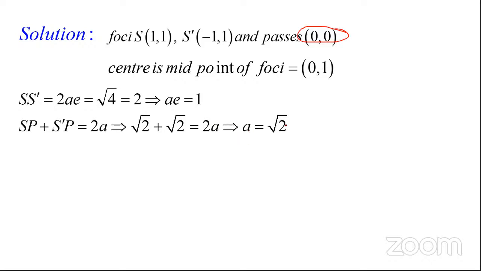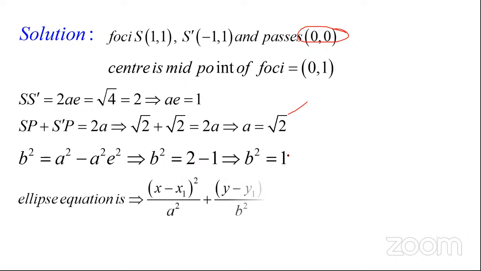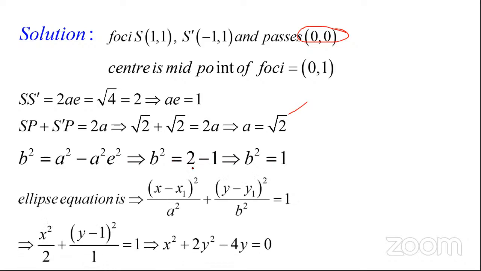So a equals root 2, then b square: we have a greater than b, so b square equals a square minus a square e square, then b square equals 2 minus 1, so b square value is 1. Then the required equation is nothing but (x minus x1) whole square by a square plus (y minus y1) whole square by b square. Then x minus 0 whole square, that is x square by 2 plus (y minus 1) whole square by 1. Just simplify that, then you will get x square plus 2y square minus 4y equals 0. Okay, so option 2 is the correct one for this question.